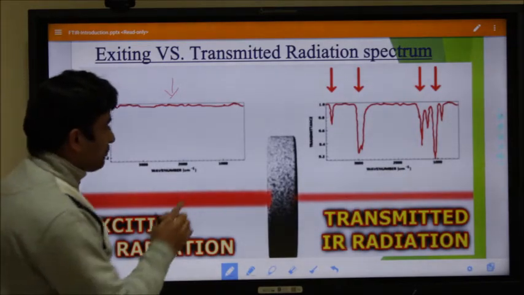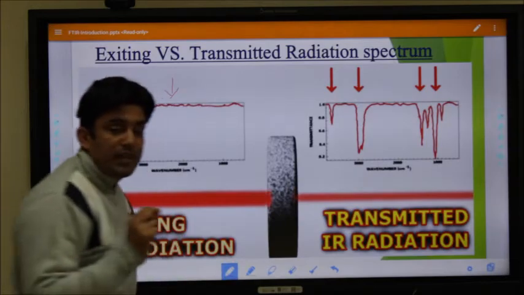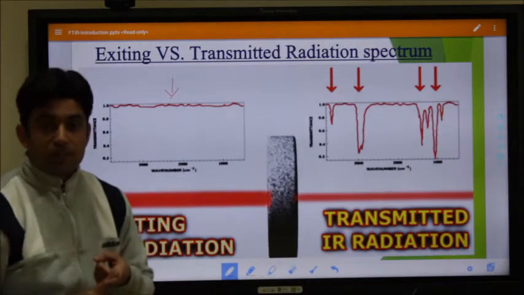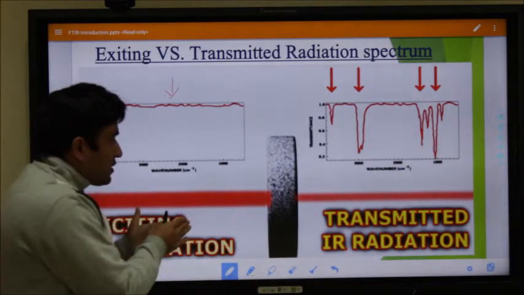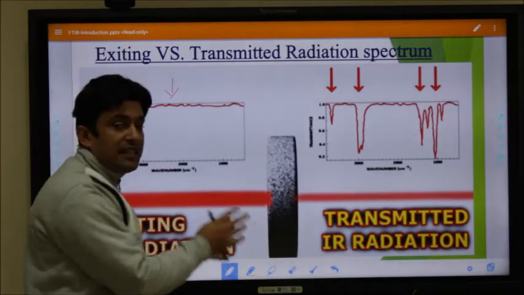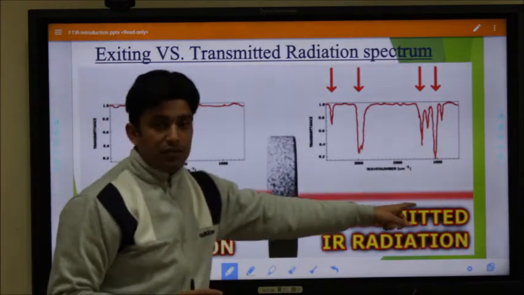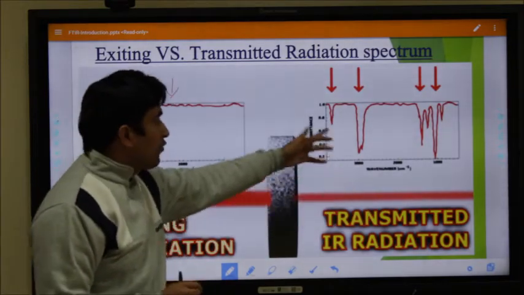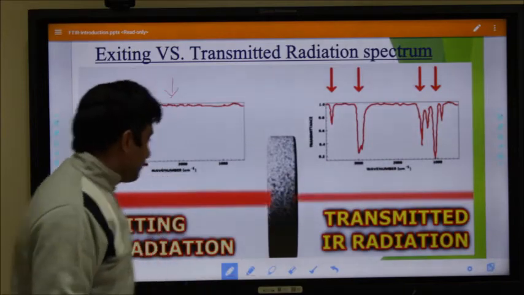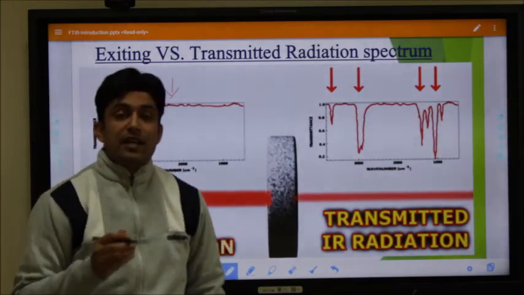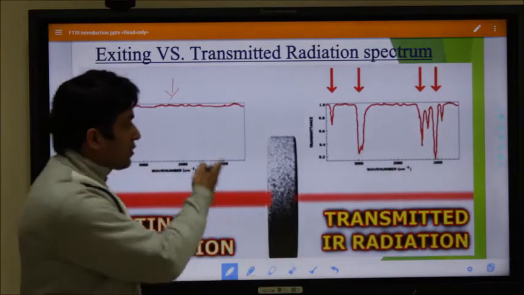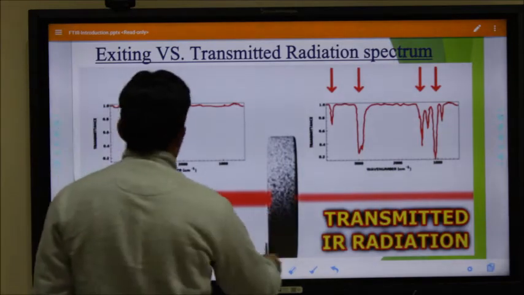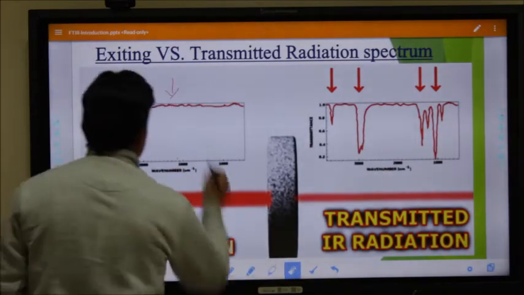Now what happened when we got these falls? It means the molecules here have absorbed some energy, and when they absorb some energy, there is a decrease in the intensity of these radiations. Due to this fall we get the different spectroscopic graphs which are produced by the FTIR instrument. Okay, now let's move on to the next slide.